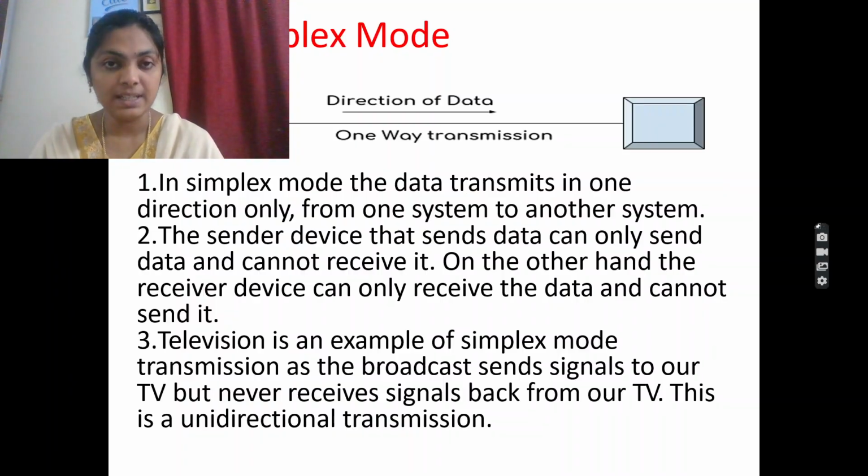Here the data transmission happens in only one direction. The sender device that sends the data can only send it and cannot receive. The basic example is the television. We all love to watch TV movie broadcasts, but we can only be a receiver all the time. Hence, the television is a good example of the simplex mode of data transmission.